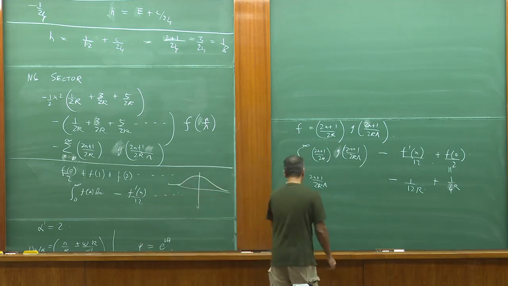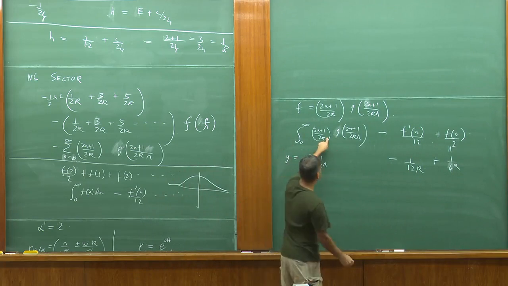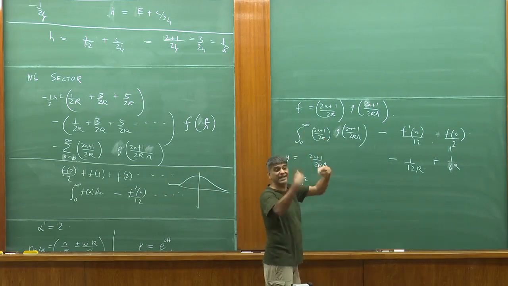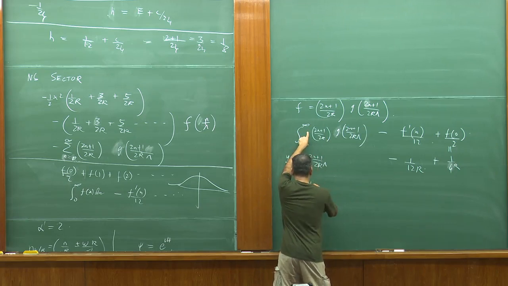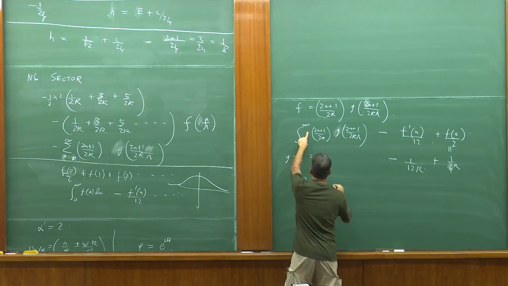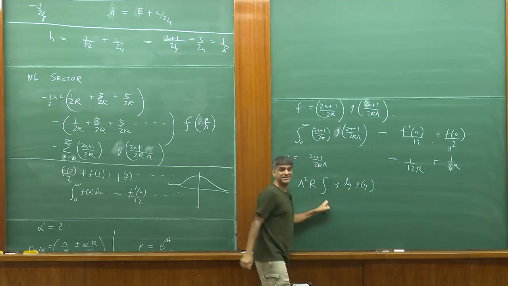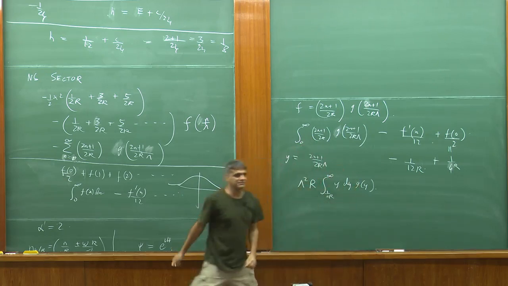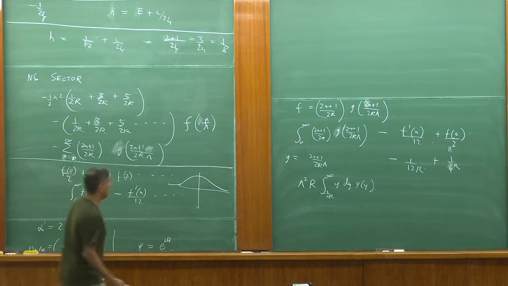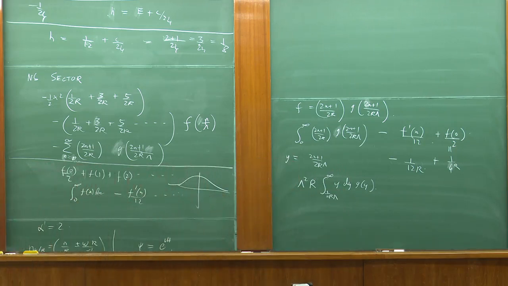Once we make this change of variables, this quantity is lambda squared. One lambda because we need an extra lambda here to make this y. Second lambda because we'll need an extra lambda to make dy. So lambda squared r, please check if I've got it right, integral y dy g of y. But now let's look at the limits. The limits are 1 by 2r lambda to infinity. Thank you. All good?